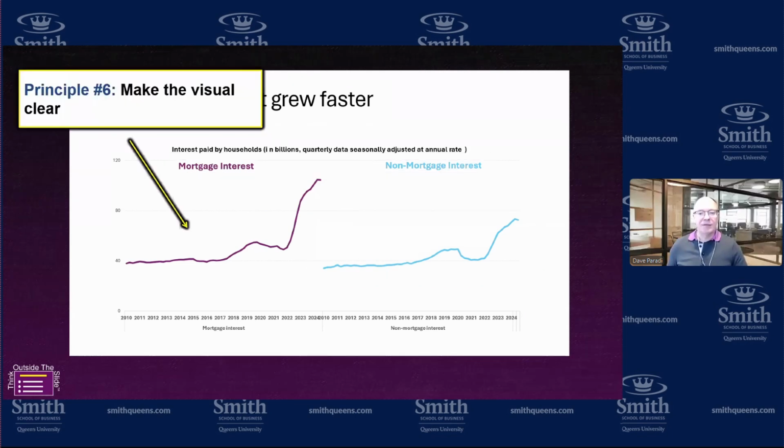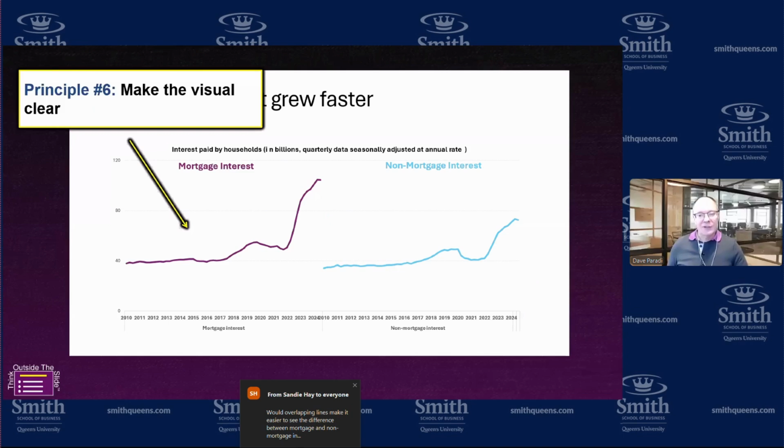Principle 6 is to make the visual clear. Now, line graphs, generally when you create them, typically they will have lines on top of each other. This can be hard to understand depending on the data. And in this case, it would be hard because the two would essentially overlap. And it would be difficult to sort of figure out, gee, what's really going on there?